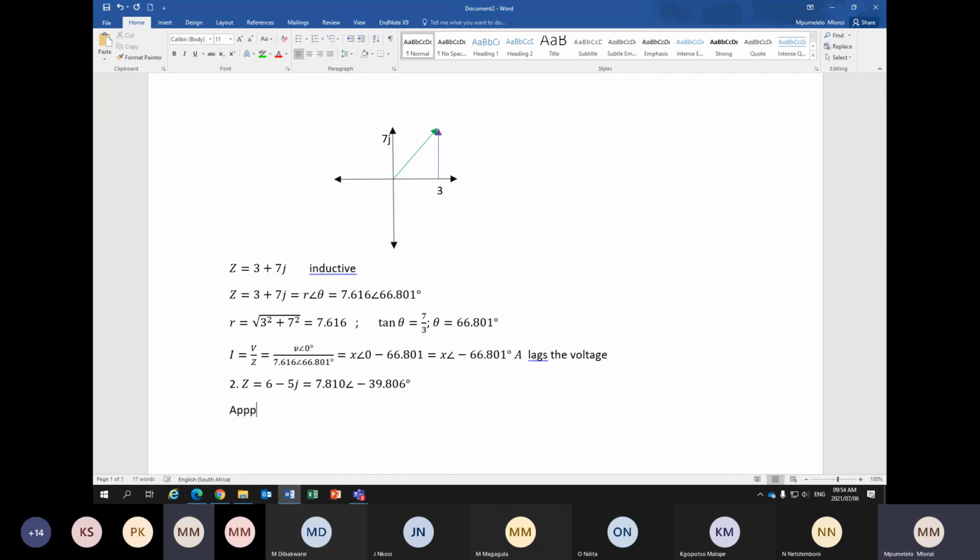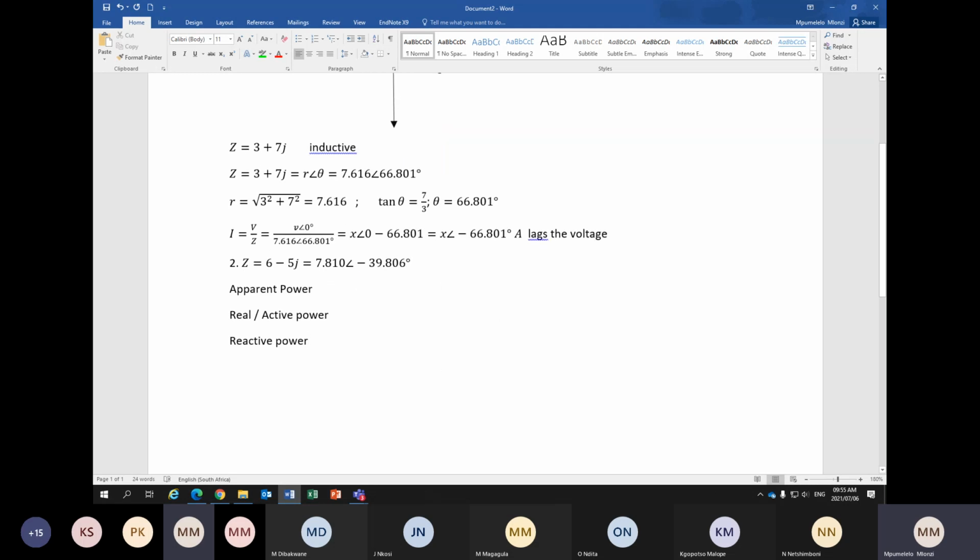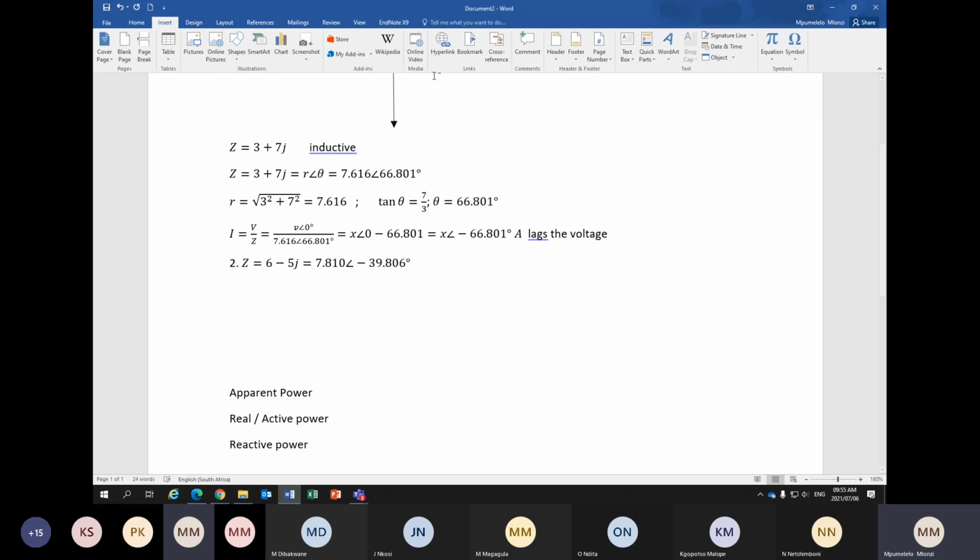where one of them is the apparent power. And we also have one which is referred to as real power or active power. Then we have another one which is referred to as reactive power. But before we introduce this, let me draw in terms of the triangular form.